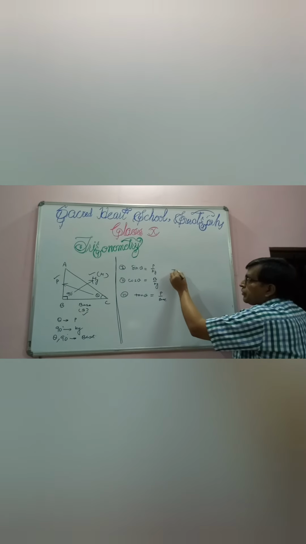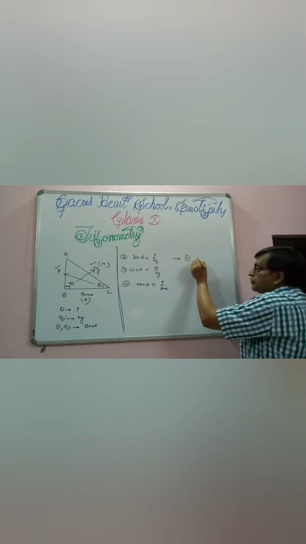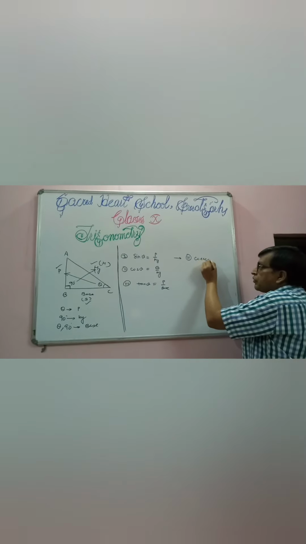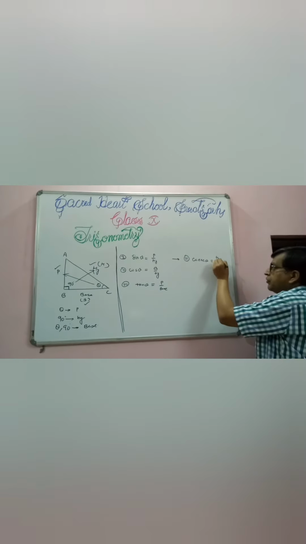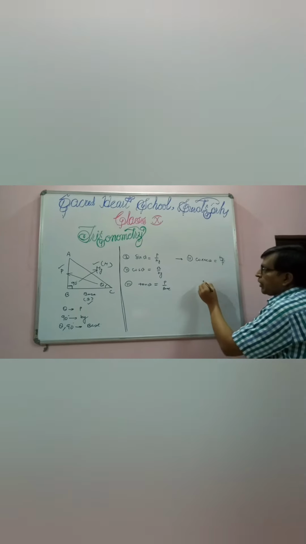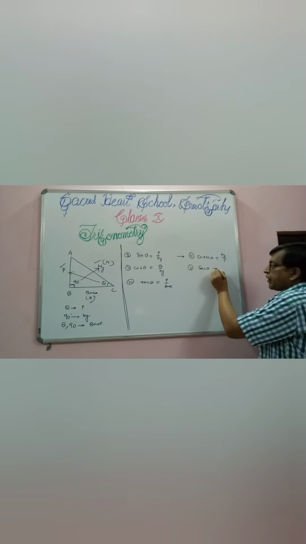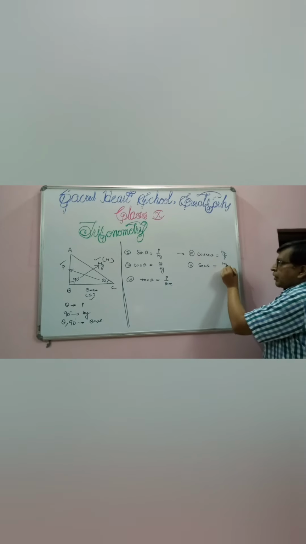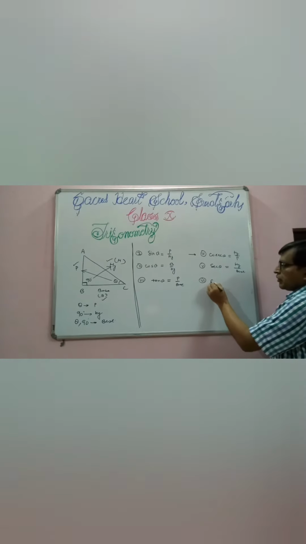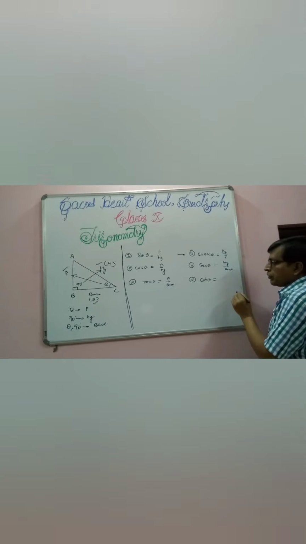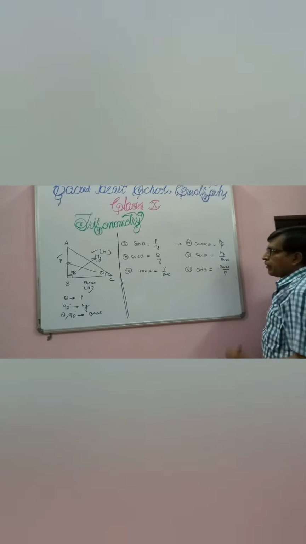The opposite of sin theta is the fourth ratio. We say cosec theta, which is hypotenuse upon perpendicular. Fifth, sec theta is hypotenuse upon base. Sixth, cot theta is base upon perpendicular.